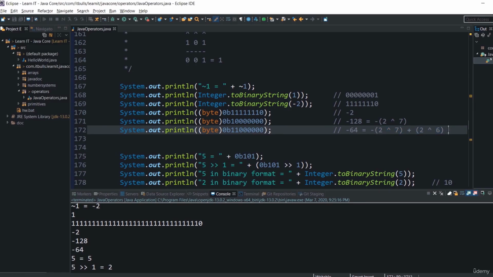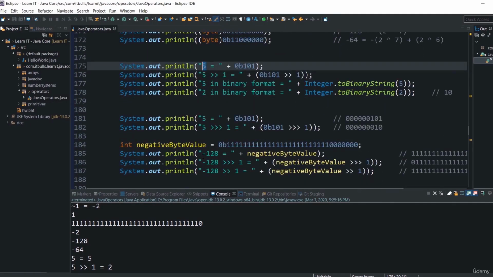Let's take a look how bitwise right shift works. And again, to understand how right shift works, let's convert this decimal number to its binary format. 5 in binary format looks like this. And now let's shift all bits to the right. What we will get? We will get 2, because 2 in binary format looks like this.